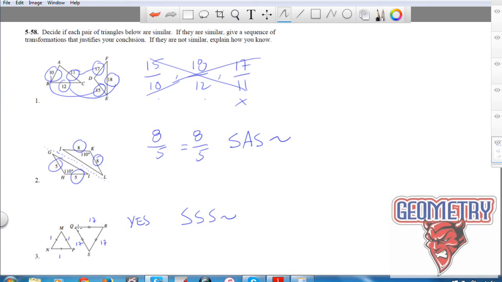If you don't believe me because of the sides, just think about the angles. Every angle in an equilateral triangle is 60 degrees. So if these angles are all 60, 60, 60, and these angles are all 60, 60, 60, they also have to be similar by angle-angle similarity. So whether you do it by angles or whether you do it by side, you're going to get the same result with that part.